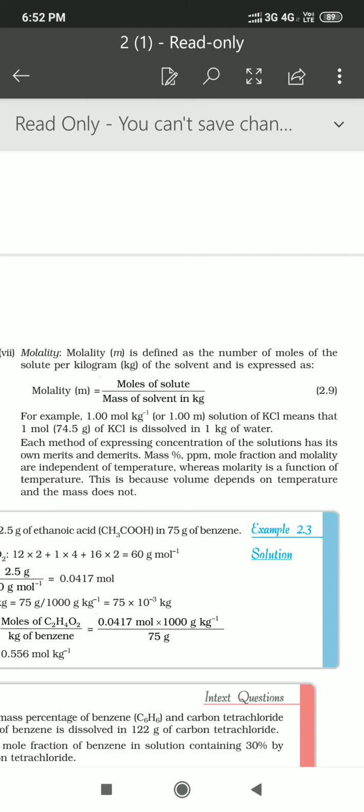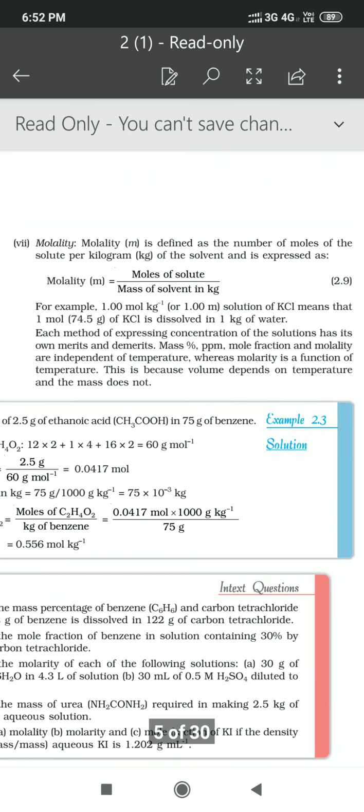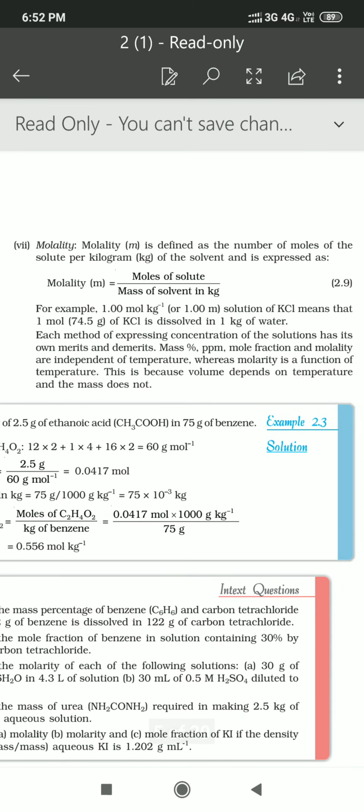And these are such terms which will be coming quite often later on, and subsequently in other chapters also we will come across them. So these are the units by which we express the concentration of solutions.